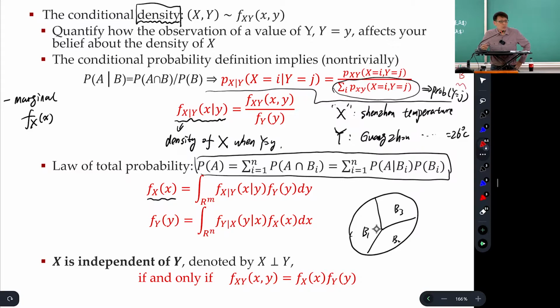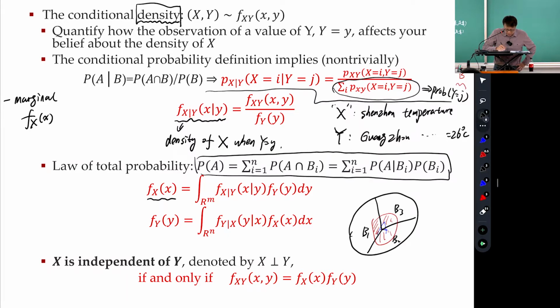If you want to compute the event A, we will do this by divide and conquer. We intersect: A intersect with B1, plus A intersect with B2, plus A intersect with B3. And each of these, by the conditional probability formula, can be written as the conditional probability given B1 times the probability of B1, etc. All right. If you like a pure mathematical derivation, that's also very simple.